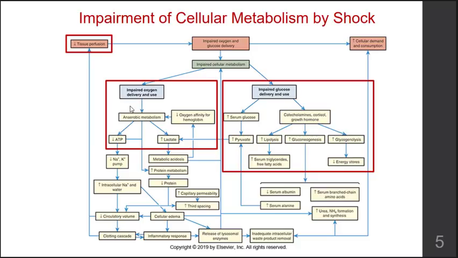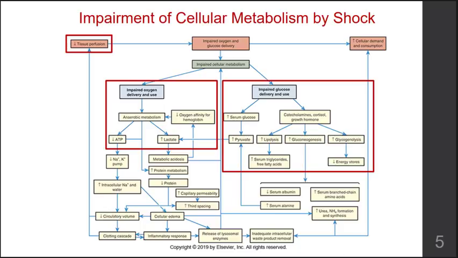This acidotic state will further contribute to events by reducing oxygen affinity for hemoglobin, meaning that there's a further reduction in the amount of oxygen that ends up reaching the cells in the body, leading to events such as cellular edema, which we can see down here.